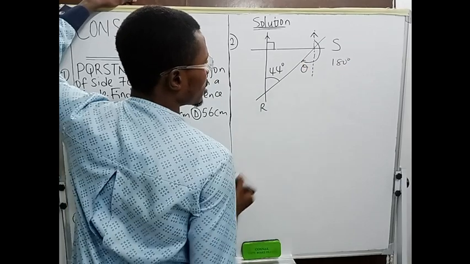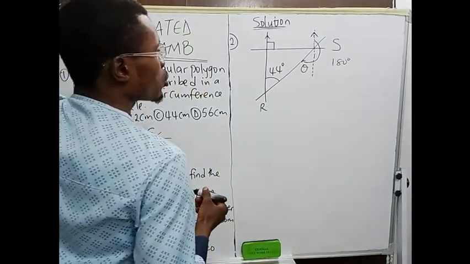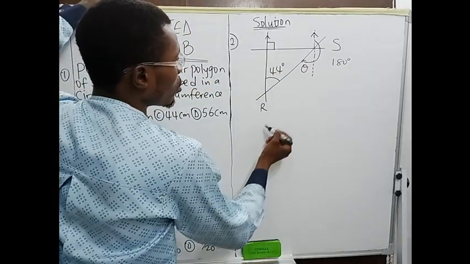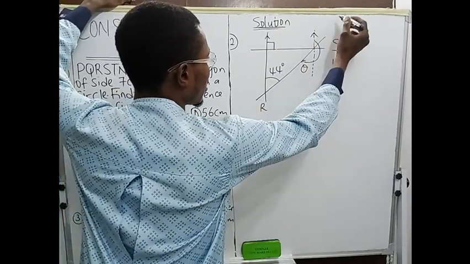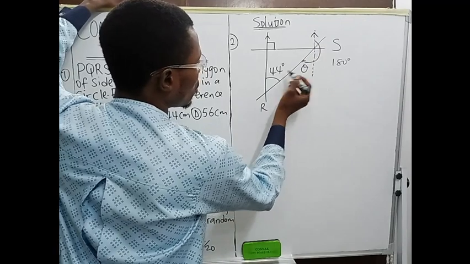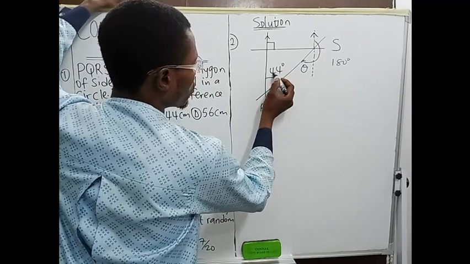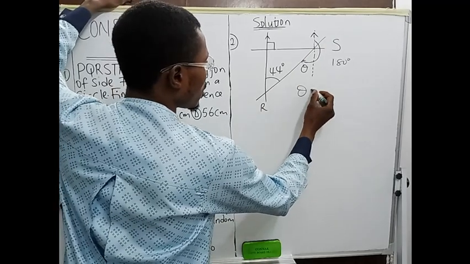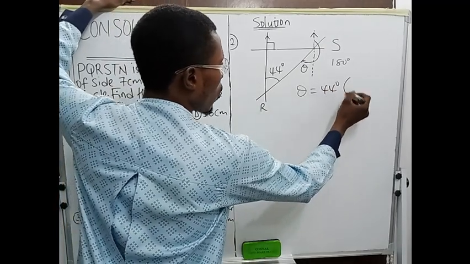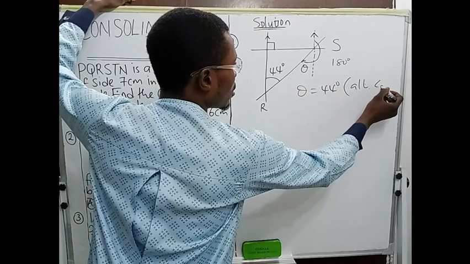So we need this extended angle. Let's call it theta. Now by virtue of angles on lines, the north-south poles of R and S are parallel lines, and this is the transversal. Hence, we say theta and 44 are related because they are alternate angles. So theta equals 44 degrees.